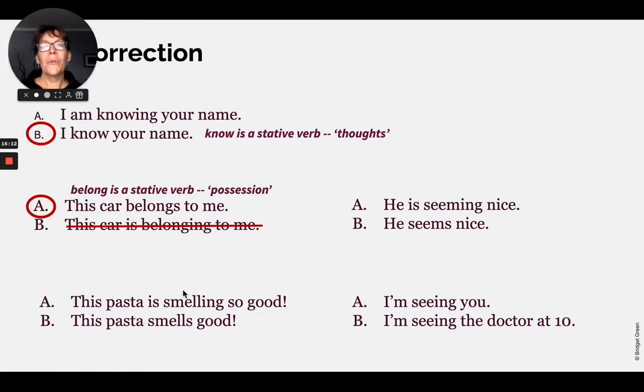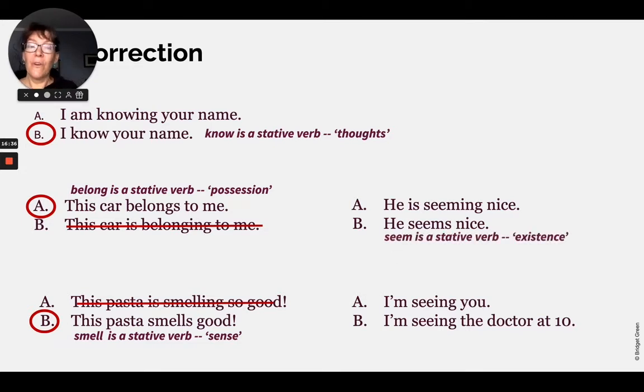This one, which one is correct? Okay, there's the verb smell. So here we go. Smell is a stative verb here. The pasta smells. If it was an action verb, that would mean the pasta is smelling, but pasta doesn't have noses. That's not right.